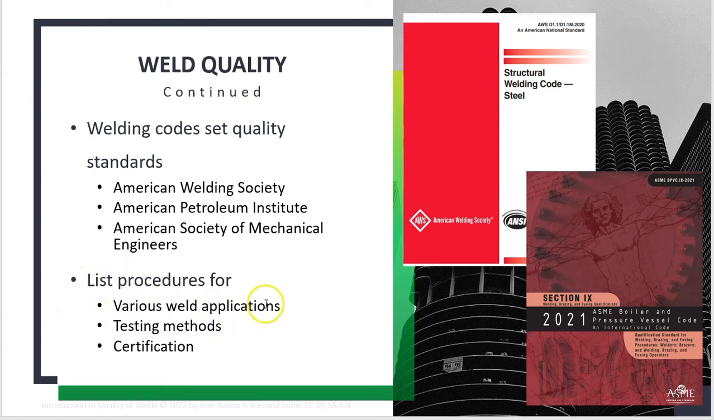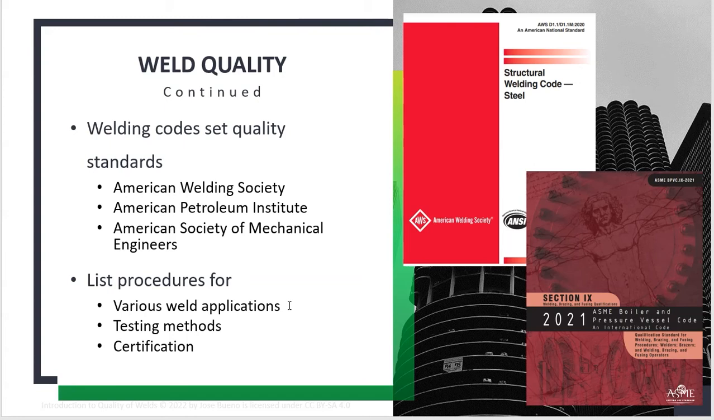Oh, and then a couple other things that these standards will talk about. They'll list a whole bunch of things in reference to various weld applications. So like I said, basically whatever you want to do, there's probably going to be a code book that has something to say about the work you're going to do. And there's going to be some information in there on how welders are to be certified in order to do that kind of work. There's going to be a lot of information in there on how to do the work that you want to do.